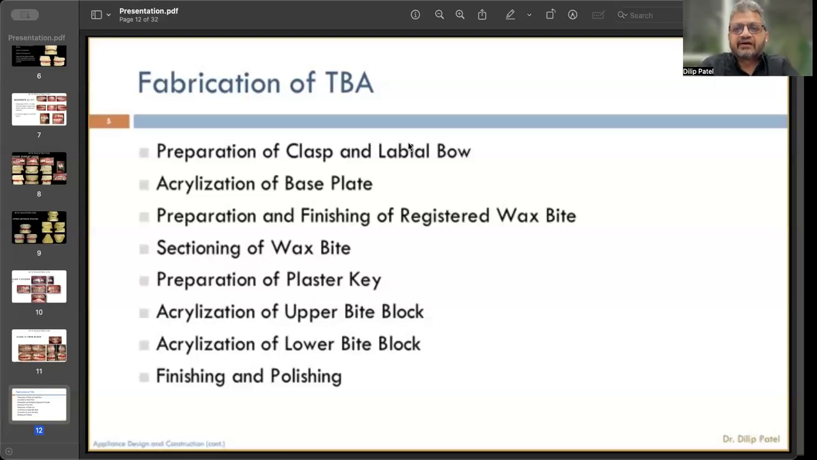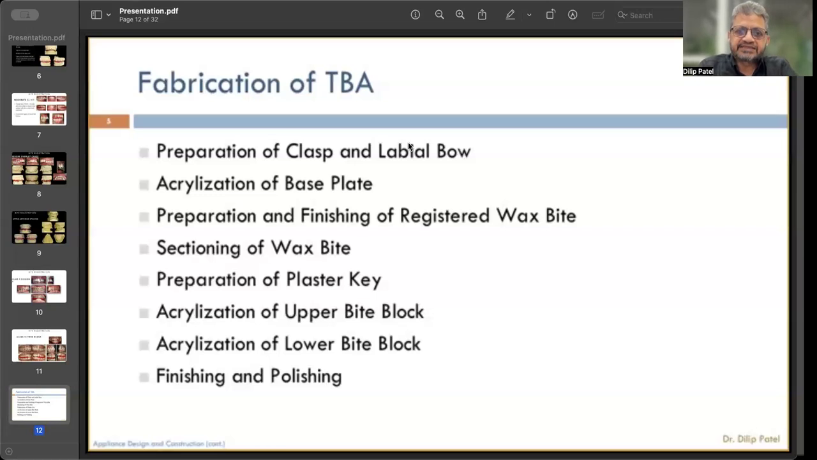Sectioning of the wax bite. I utilize the wax bite to convert into the bite block. So I have to finish and section the wax bite into two parts. One part, in the upper appliance, will remain the posterior bite block, and the anterior part will remain the anterior bite block for the lower appliance. That will be seen in the subsequent slide.